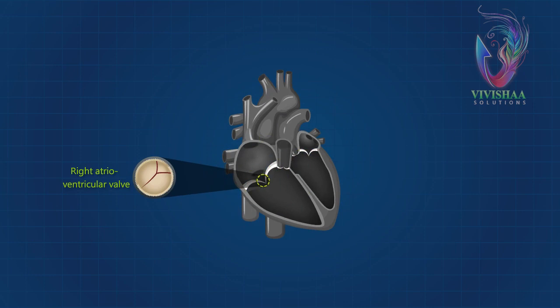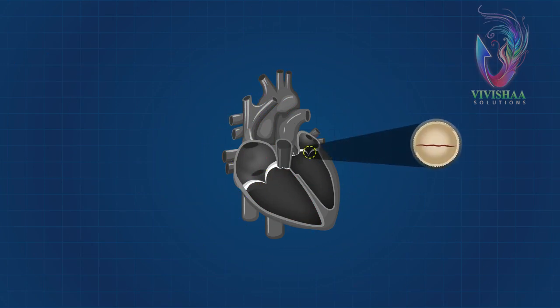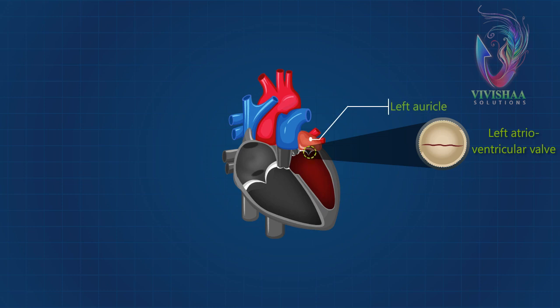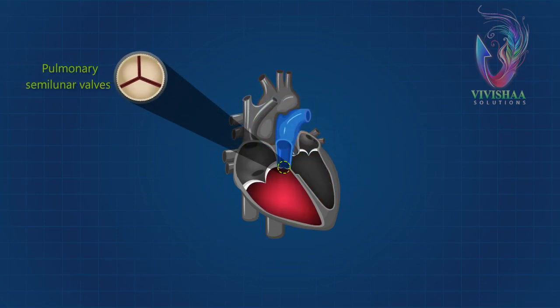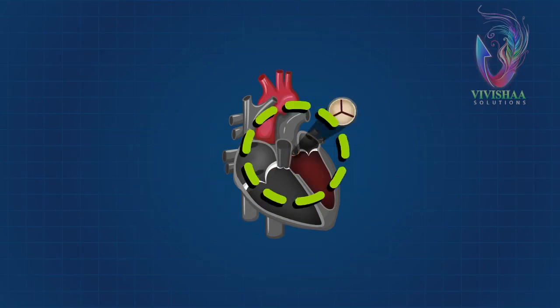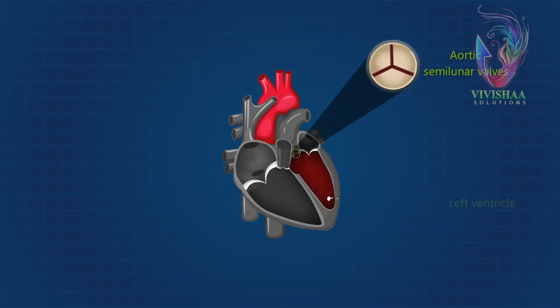Right atrioventricular valve is a tricuspid situated between right auricle and the right ventricle. Left atrioventricular valve is a bicuspid situated between left auricle and the left ventricle. Pulmonary semilunar valves guard the opening of the right ventricle into the pulmonary artery. Aortic semilunar valves guard the opening of the left ventricle into the aorta.